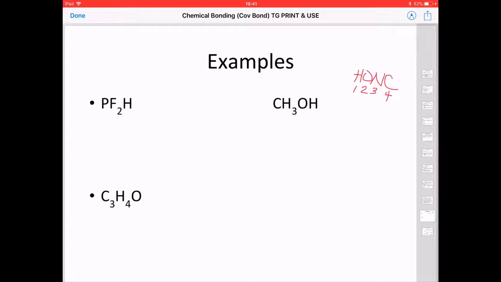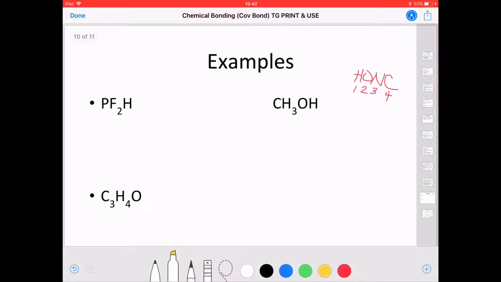Our first example, PF2H. If you look at your Hunk rule, phosphorus is in nitrogen's family on the periodic table, so it's going to follow that general trend. It wants 3 bonds. Fluorine and hydrogen are both under the H in the Hunk rule because fluorine is a halogen and of course hydrogen is starting with letter H.